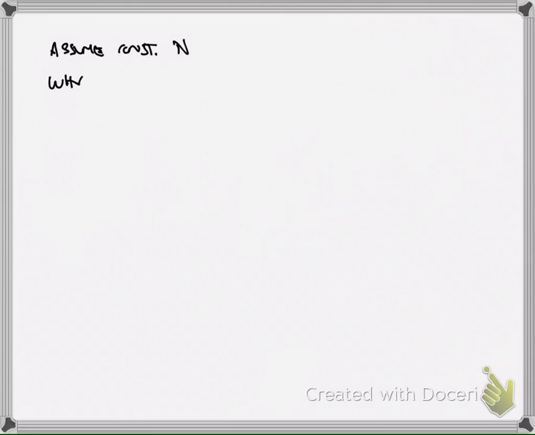We're going to assume constant n, and the question we're going to ask is, what is the relationship between Cp and Cv?